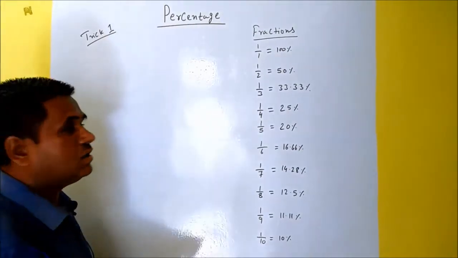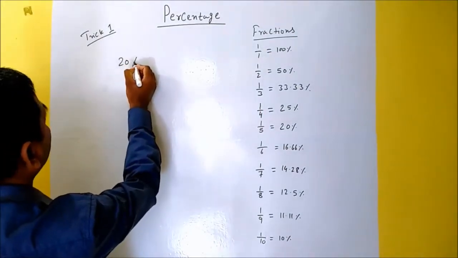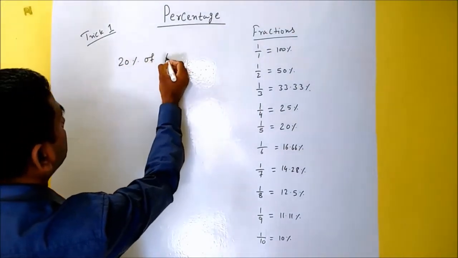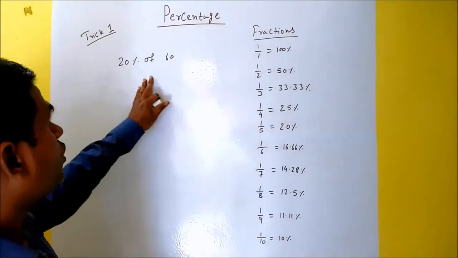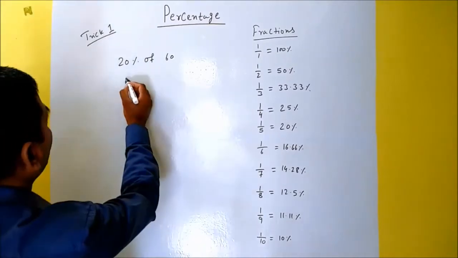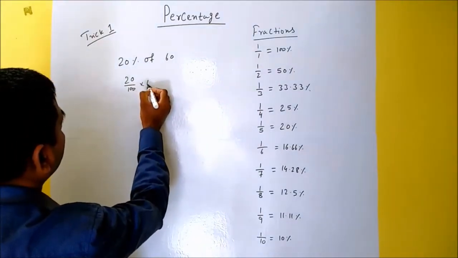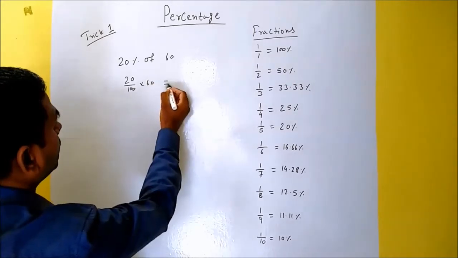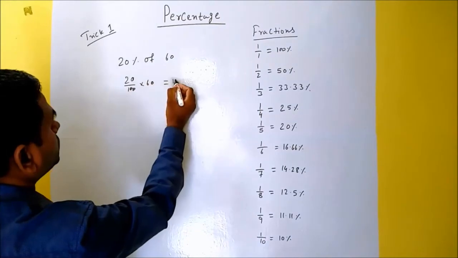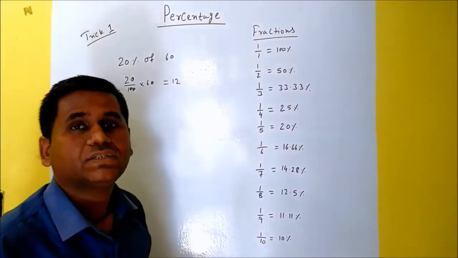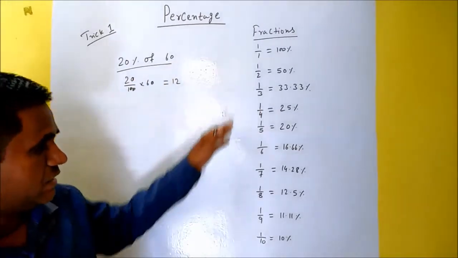Okay, so suppose the problem is given like this: 20% of 60 you have to find. So the normal way is, we write 20 by 100 multiplied with 60, and upon calculation we get 12. So now let's solve the same problem using these fractions.